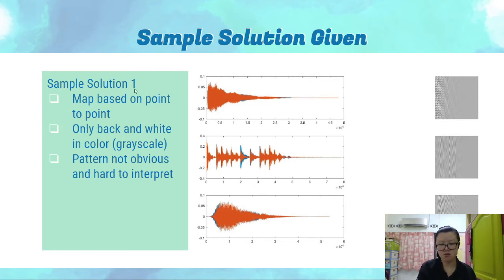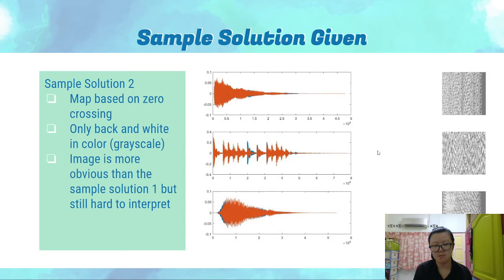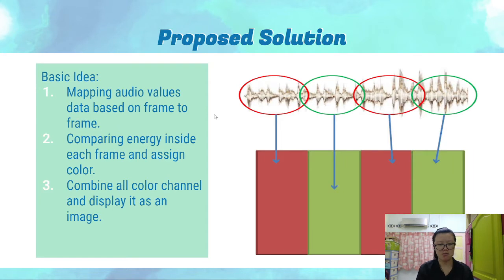For sample solution 1, it is mapping from point to point. We can see that the output image is only black and white, and the pattern of the image is not obvious and is hard to interpret. Solution 2 is based on the zero crossing rate. It's more obvious than solution 1, but it's still hard to interpret because it only has two colors. Now I will explain my solution.